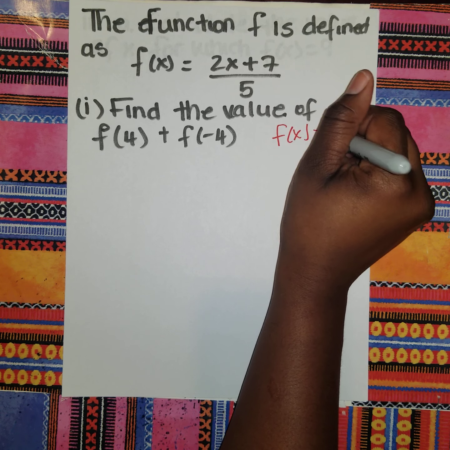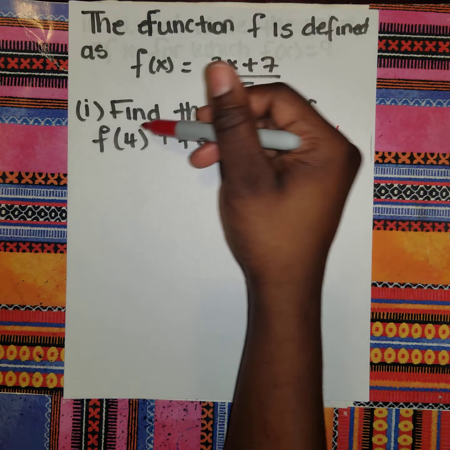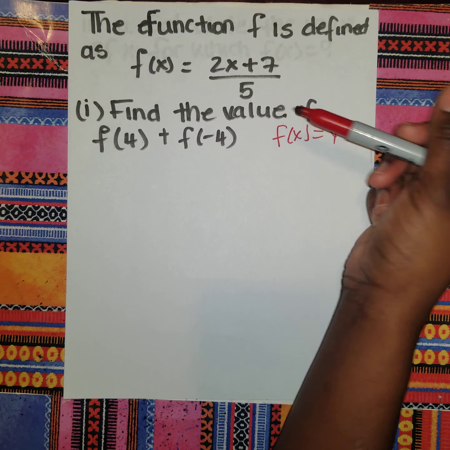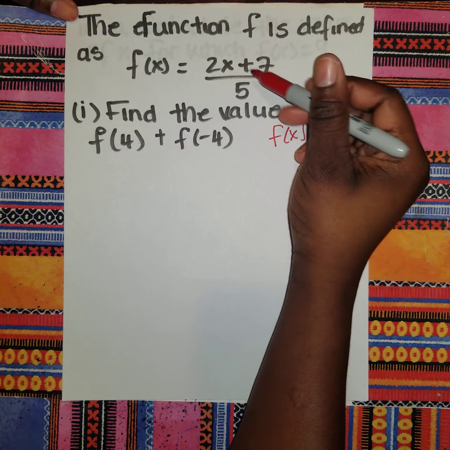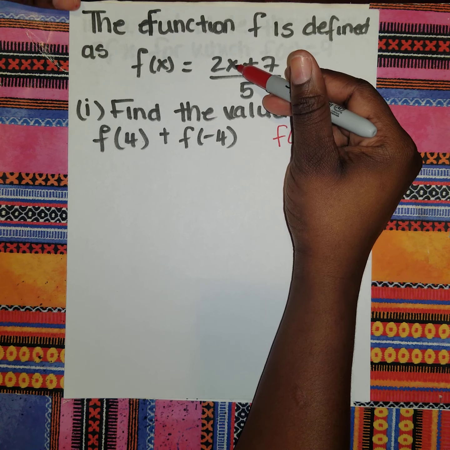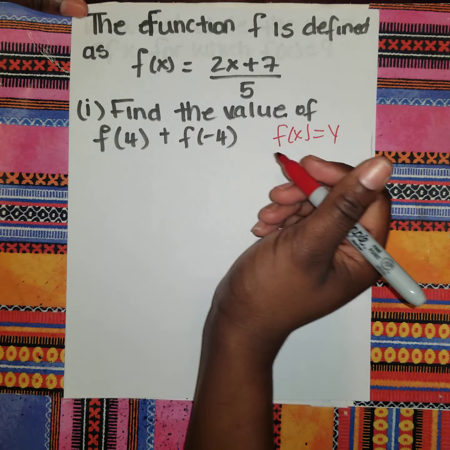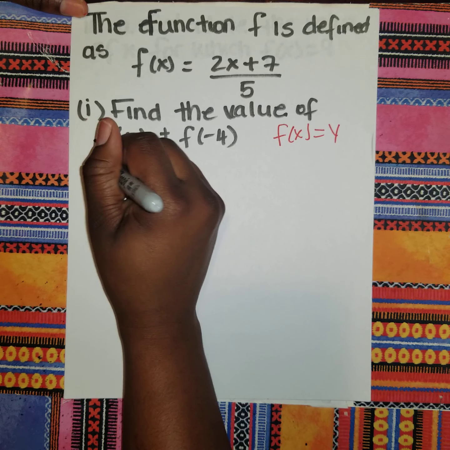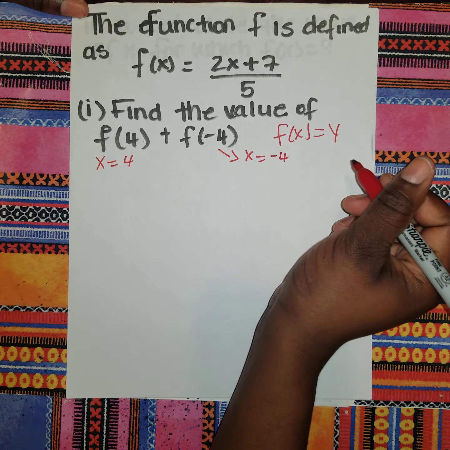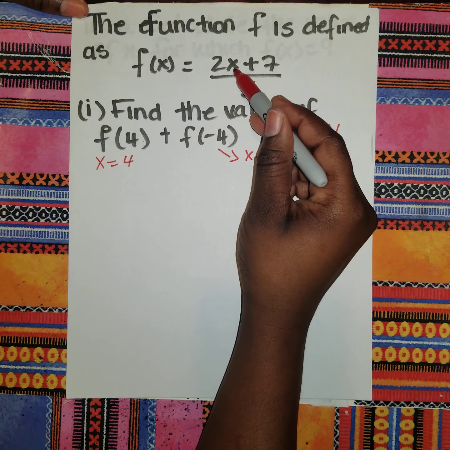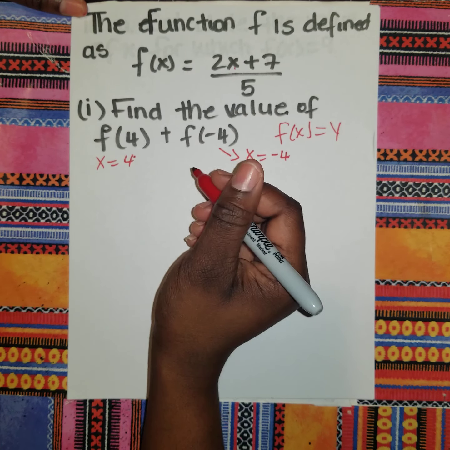When you see f of x, that's basically the same thing as saying y, okay? So you need to know the value of the function when x is equal to 4 and when x is equal to negative 4. What we do is replace x with 4 and negative 4 in the given function. So here x is equal to 4, and for this one x is equal to negative 4. That means in this function, where you see x you put 4, and where you see x you put negative 4. Let's do the 4 one first.